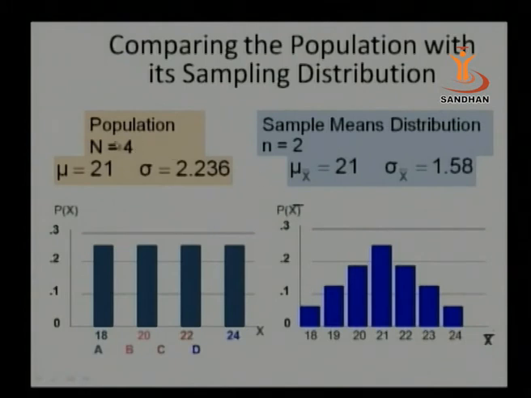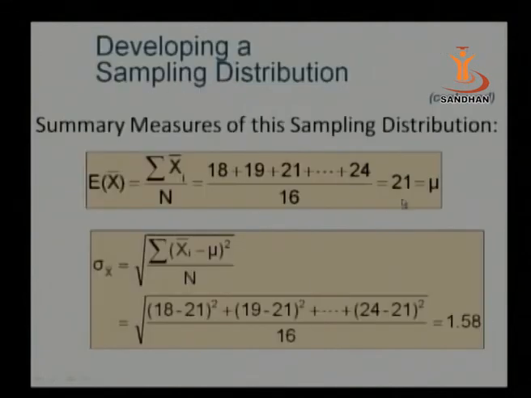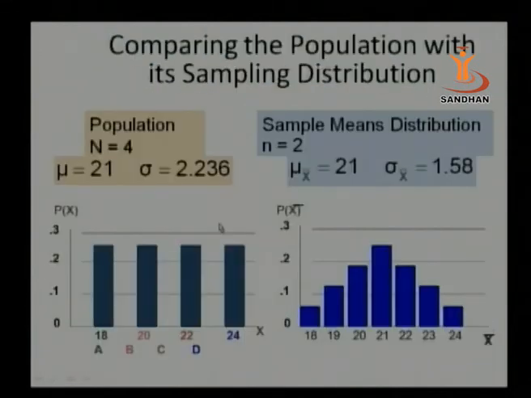Now let us compare. For the population, N is equal to 4; here the sample size n is equal to 2. The mean remains unchanged: mu of x is 21, and mu of x bar is also 21. We have calculated this, right? Now sigma is 2.236 for the population, but here sigma is decreasing. The variability is decreasing: sigma of x bar is 1.58, as you can see here.